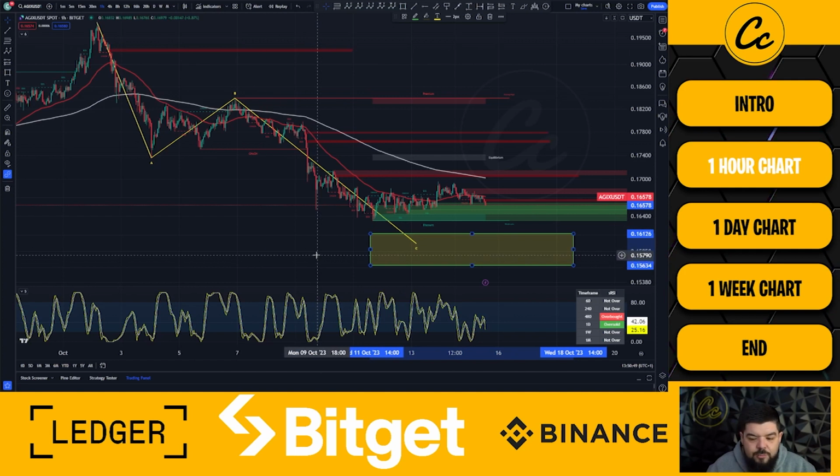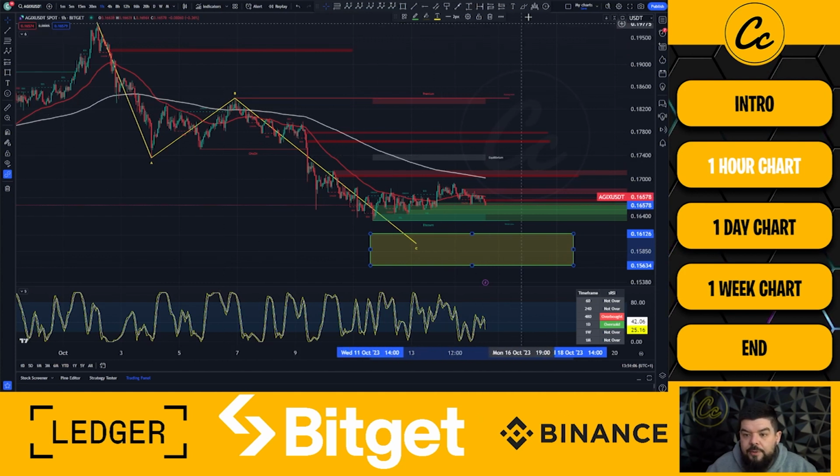I don't think this move to the downside is yet complete. I do think we will see the price come down into this area over the next coming days, perhaps weeks, for AGIX. Obviously, with it being a lower cap coin, it is a little bit harder to understand the moves that are going on using Elliott Wave theory and so forth.